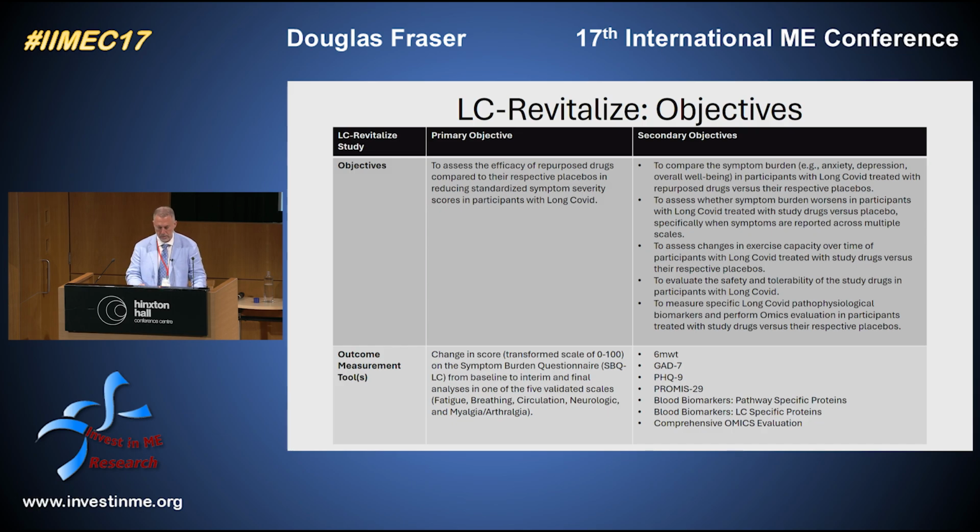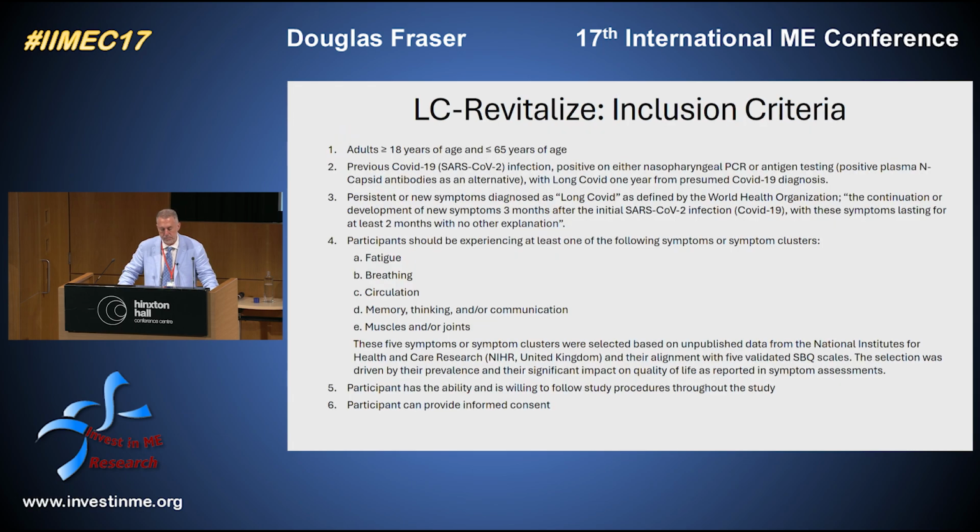Our inclusion criteria, we're working with adults age 18 to 65 years. They have to have a previous COVID-19 infection, which includes a positive test for either nasopharyngeal PCR or an antigen test. If they don't have one, then we draw blood and we do N-capsid antibodies. And at least early in the pandemic, up to 80% of patients would have N-capsid antibodies for at least 8 months. So we're really trying to identify those patients who have had a SARS-CoV-2 infection to be really specific on what we're looking at.